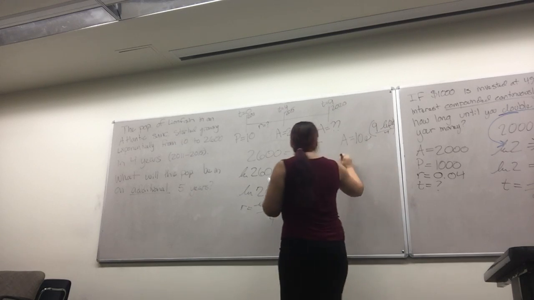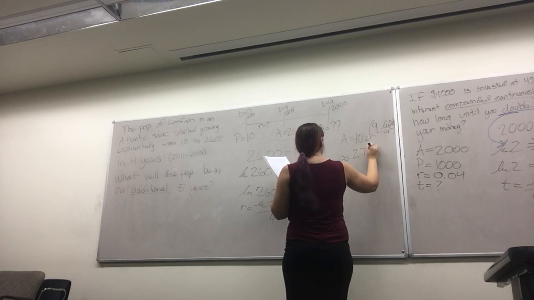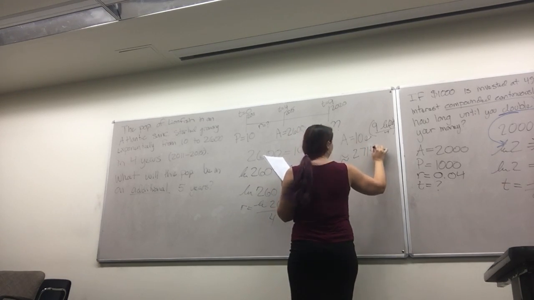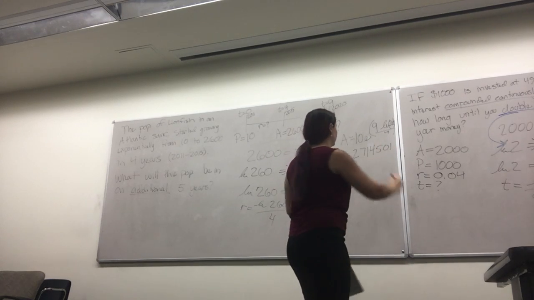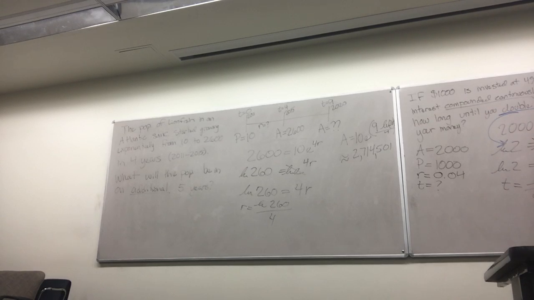So we should get approximately 2,714,501. Don't use the commas when you're typing it in either, because then it might think it's separate numbers. Sometimes it does, sometimes it doesn't, so just don't on principle. All right. We have one more of those, and then that's it.